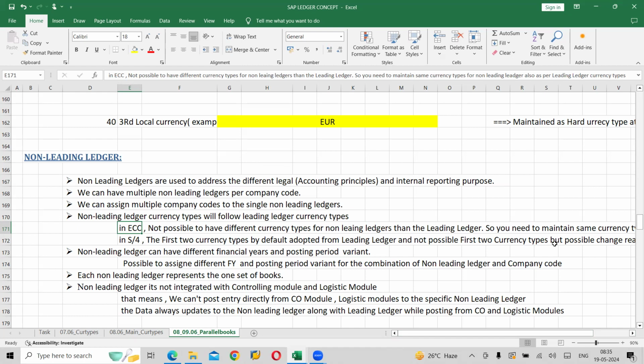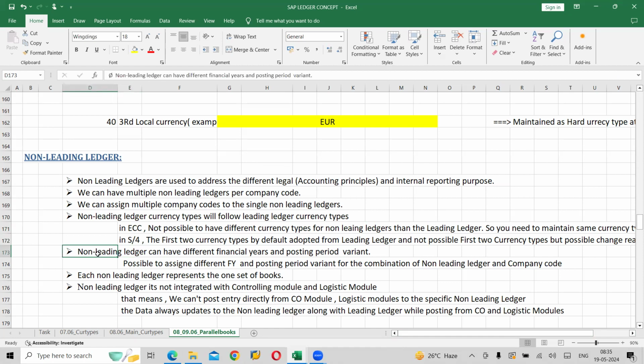But it is possible to change the remaining eight currency types at the non-leading ledger level. Any questions here? Any questions? No. Okay, next one.